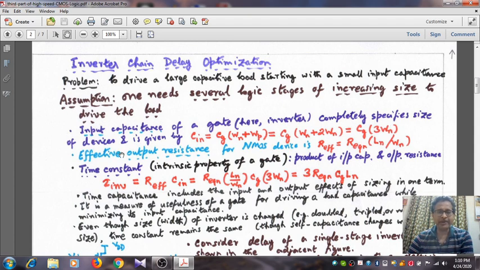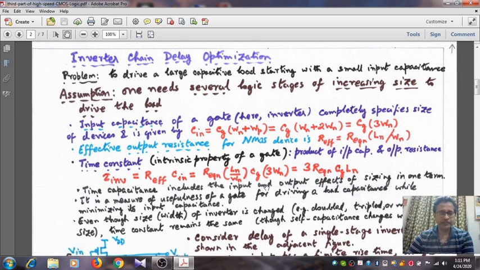And what is the effective output resistance for the NMOS device? If you consider the NMOS transistor, it is R equivalent Ln by Wn. So for an inverter, if you apply a positive going ramp at its input, it will be the NMOS transistor that will be instrumental in discharging the output load capacitance. Hence we have to consider the effective resistance to be R equivalent, that is 12.5 kilo ohm per square multiplied by the channel length of the transistor divided by the width of the NMOS transistor.